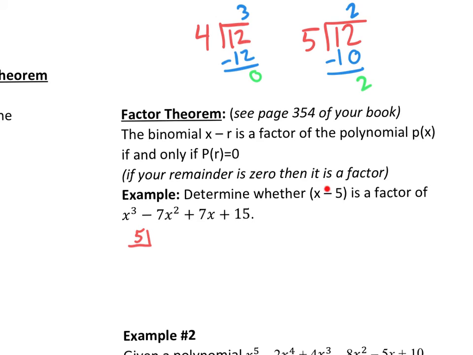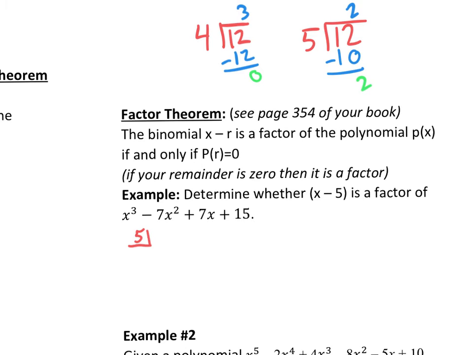Because if this really is a factor and you set it equal to 0, your answer will be x equals 5. That's why we're plugging in a 5 right there. I hope that kind of makes sense. It's just a little taste. You're going to have to know this in the future, not right now, okay? But yes, the reason why we plug in the opposite is because if you set x minus 5 equal to 0, what's your answer? X equals 5. That's why we actually plug in a 5 instead of a negative 5.